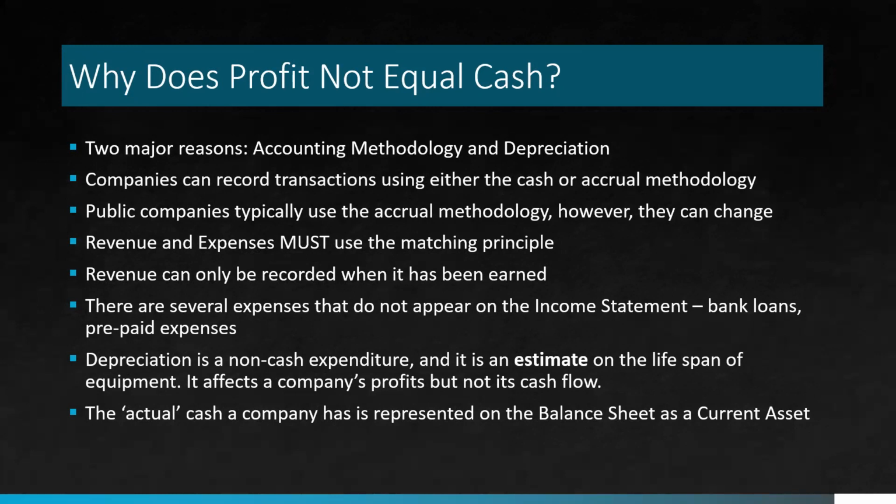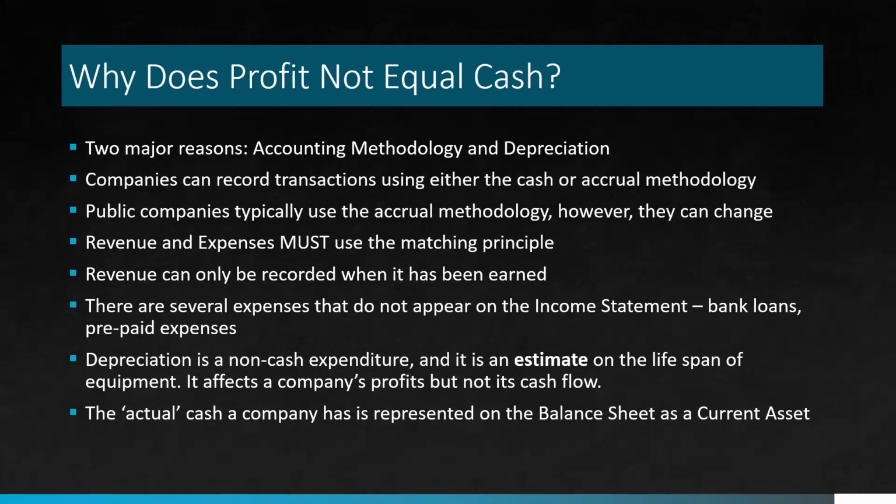Two of the major reasons why are the accounting methodology that is being used and depreciation. Companies can record their transactions using either the cash or accrual methodology. Public companies typically use the accrual methodology. However, they can change, but they have to provide substantial evidence as to why they want to change. But most often they use the accrual methodology, and we'll get into that in a moment.